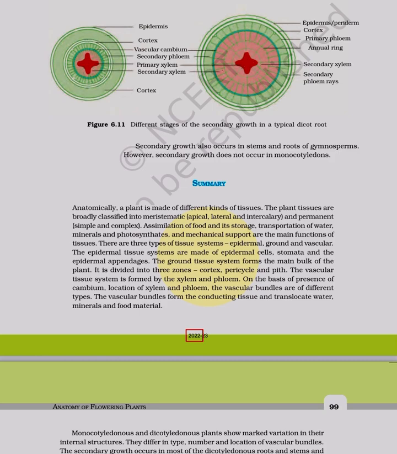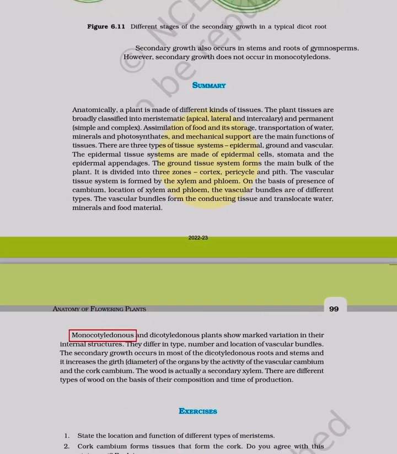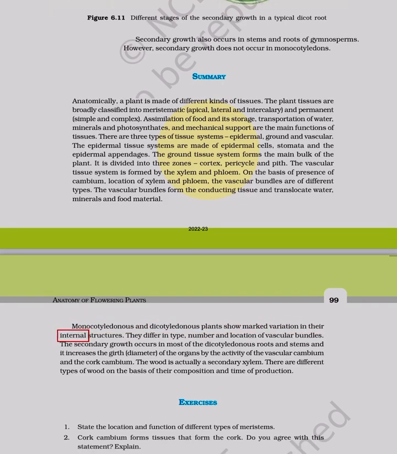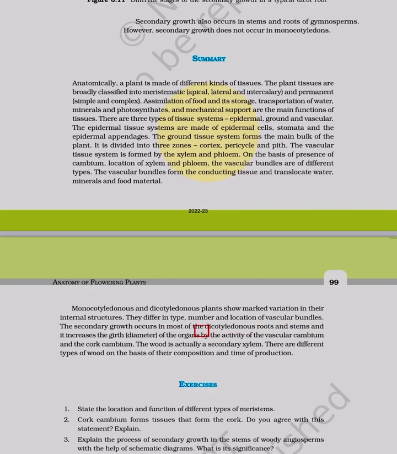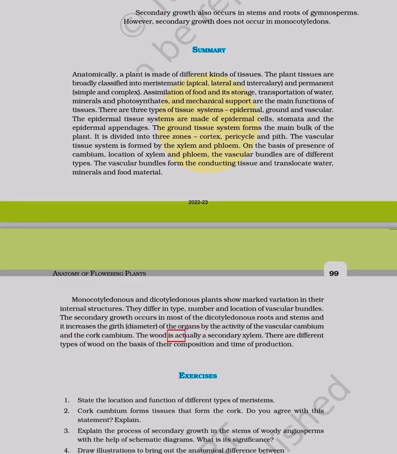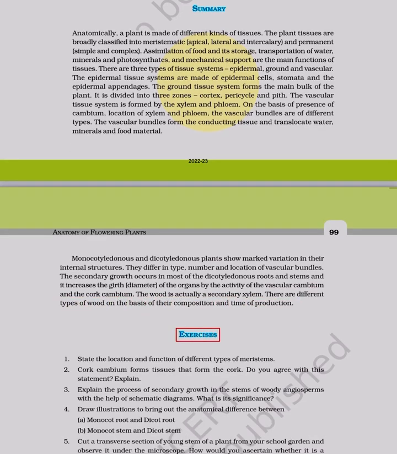Anatomy of flowering plants. Monocotyledonous and dicotyledonous plants show marked variation in their internal structures. They differ in type, number and location of vascular bundles. The secondary growth occurs in most of the dicotyledonous roots and stems, and it increases the girth, diameter of the organs by the activity of the vascular cambium and the cork cambium. The wood is actually a secondary xylem. There are different types of wood on the basis of their composition and time of production.